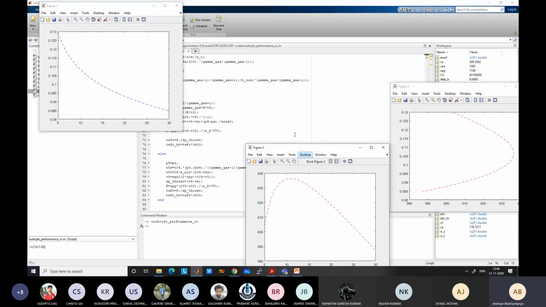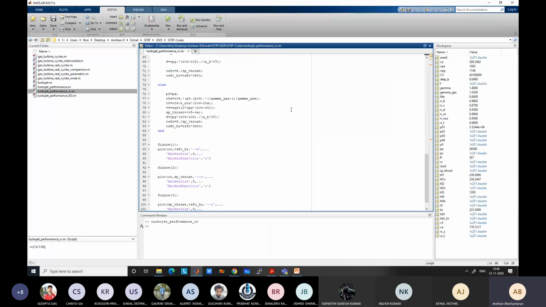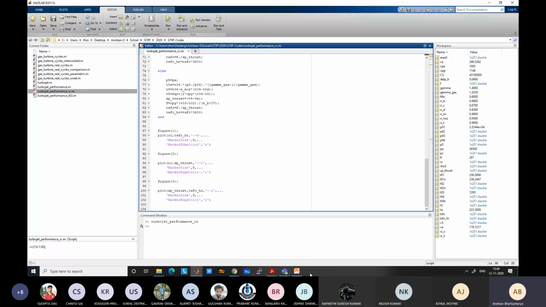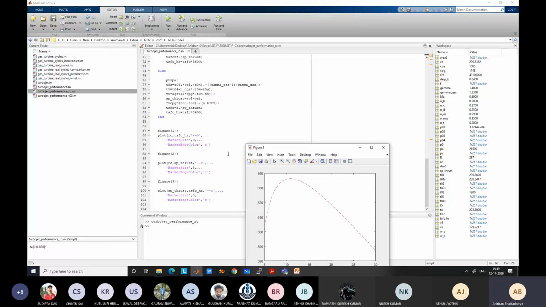So the second plot is for RC versus specific thrust. I will show these plots. These are saved in the video, so if you don't remember what I am saying, you can go through the video when I upload it on YouTube.